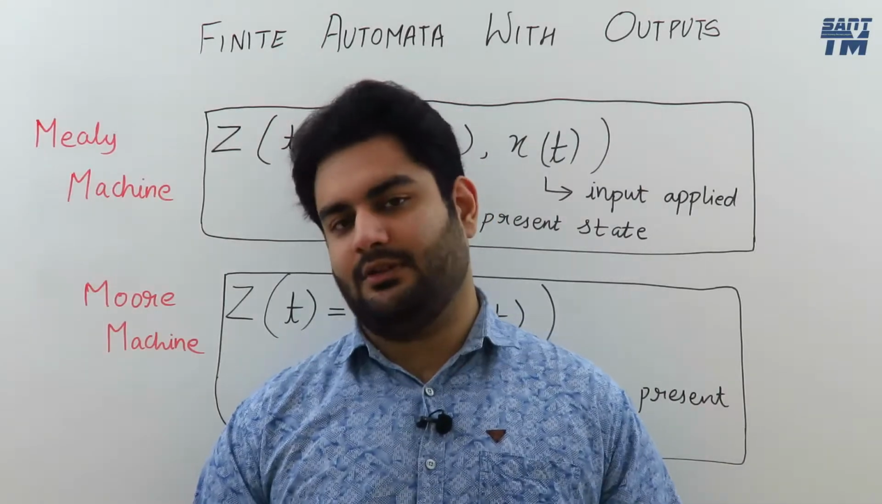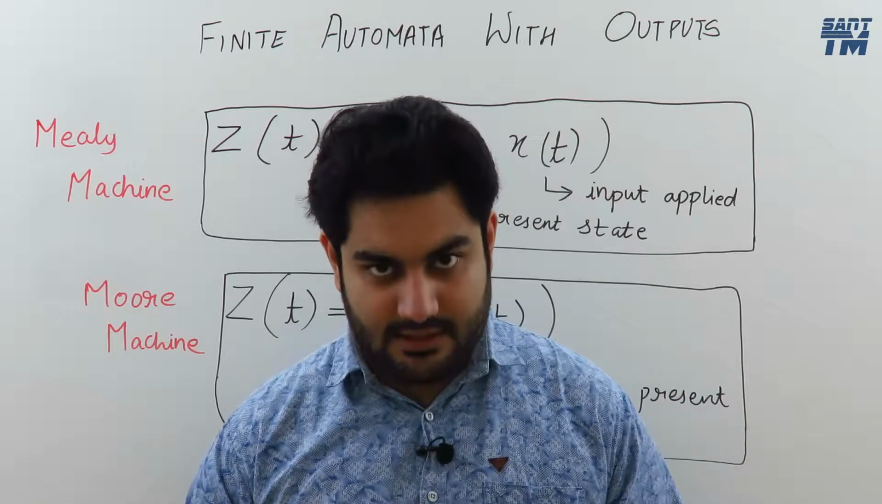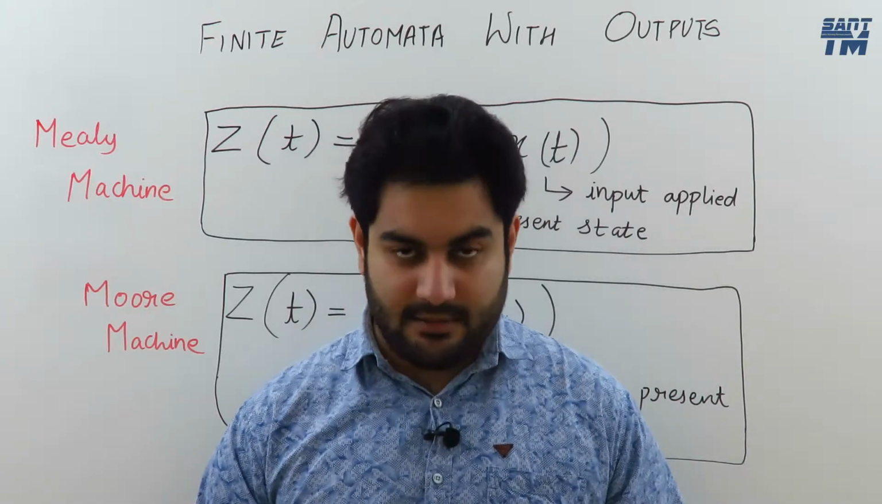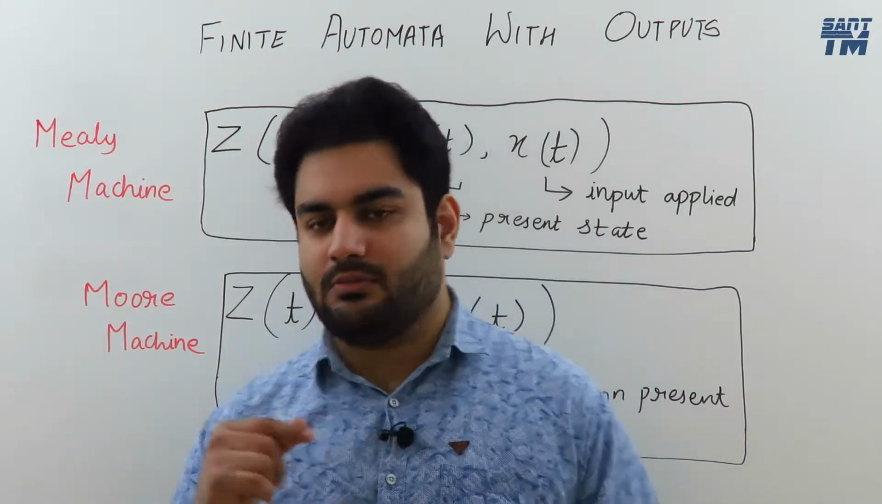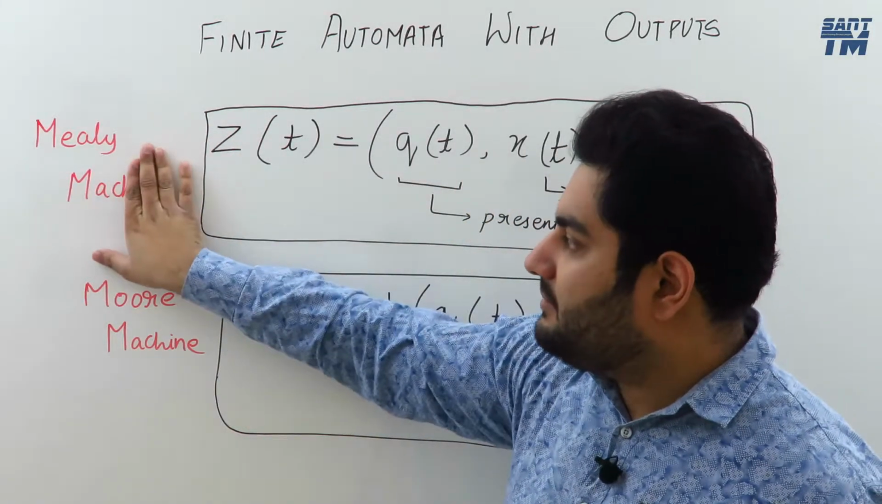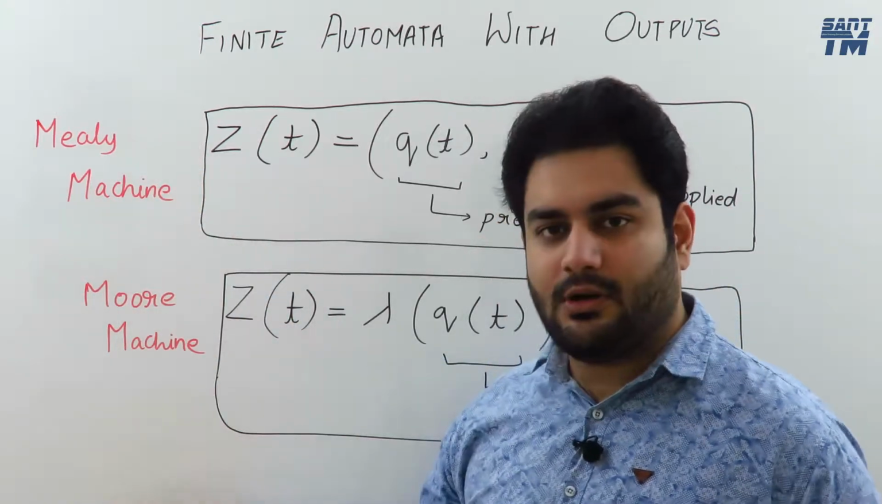So till now we have studied two types of finite automata, the non-deterministic finite automata and the deterministic finite automata. But now we will study two models of finite automata, the Mealy machine model and the Moore machine model. There is a major difference between the two models.